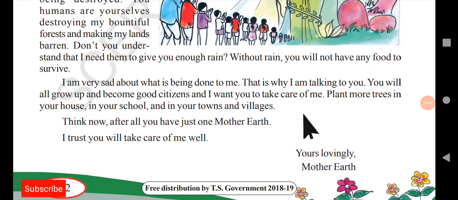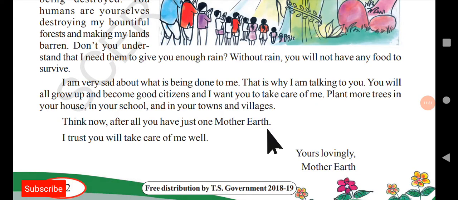If there are more trees, you will get more rainfall. If there is more rainfall, you will get some food to eat. So think now, after all, you just have one Mother Earth. Just imagine in your mind, we have only one Mother Earth. We do not have five or six Earths. For example, if this Earth is destroyed, we cannot go to that Earth. It is not like that, right? So it is very important to save the one and only Earth which we have.